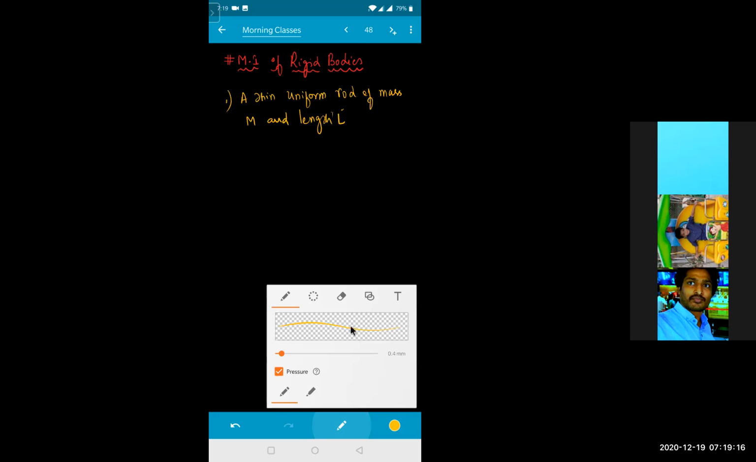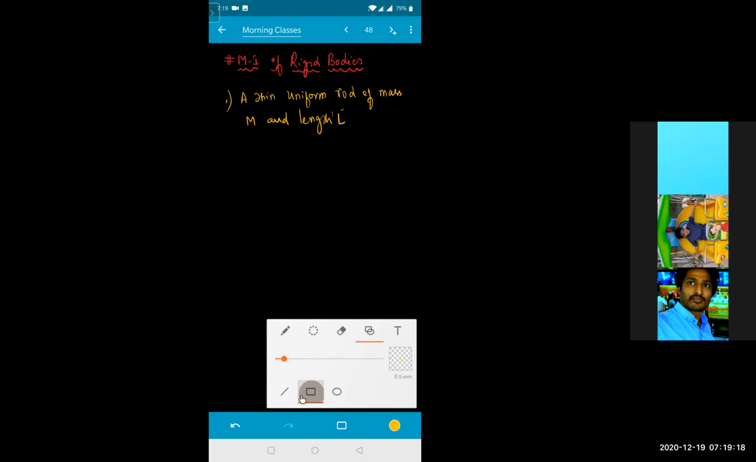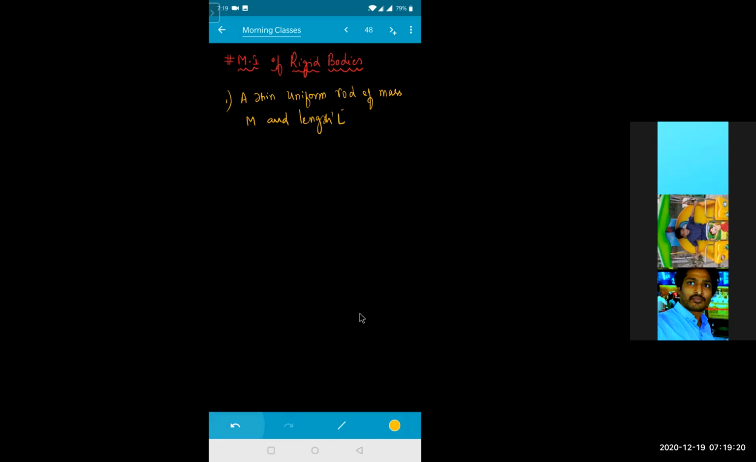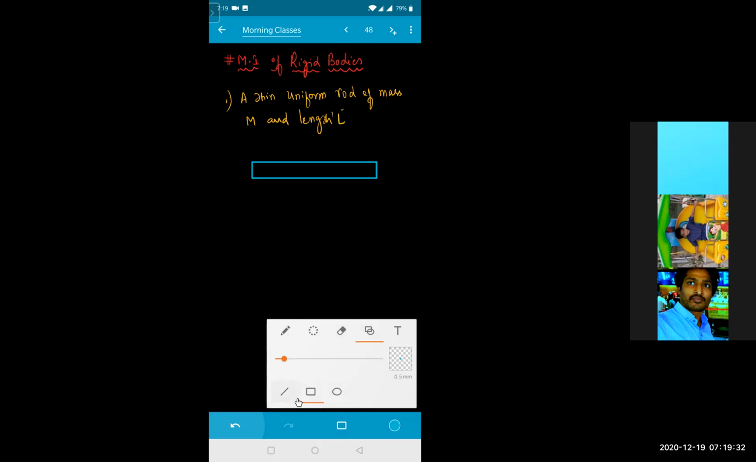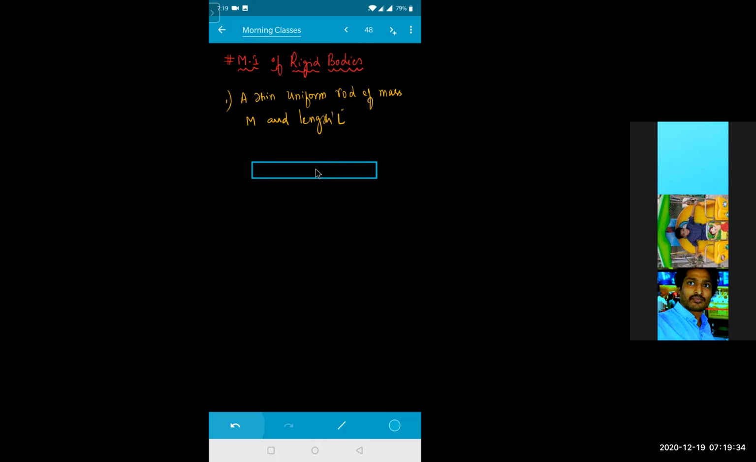Okay, so we are taking a rod right now like this. This one is your rod, and this is the center of mass of gravity. Then this will be the axis. This will be your axis part.